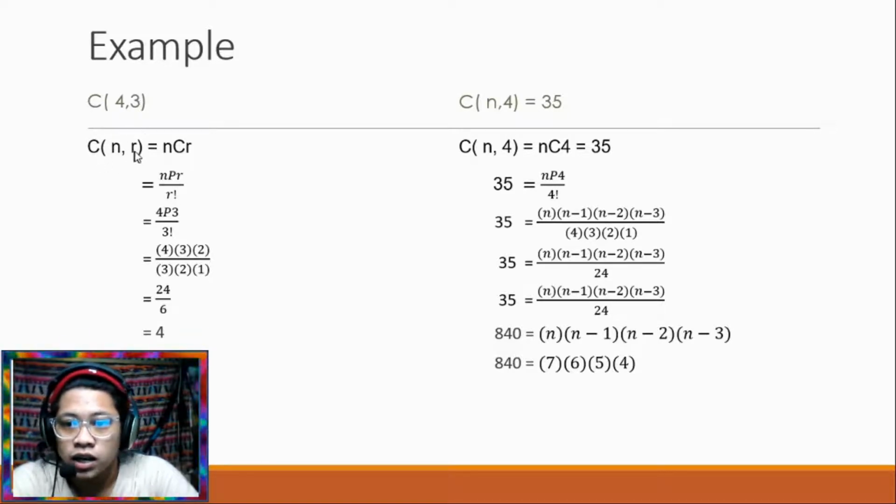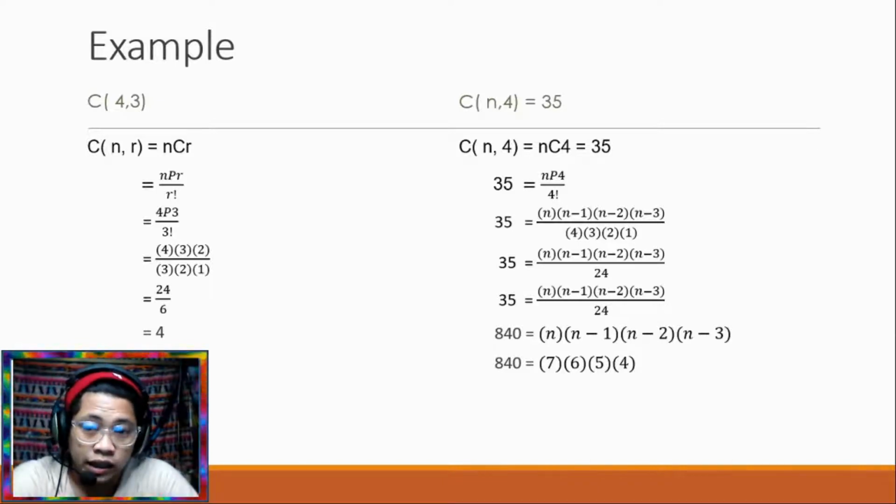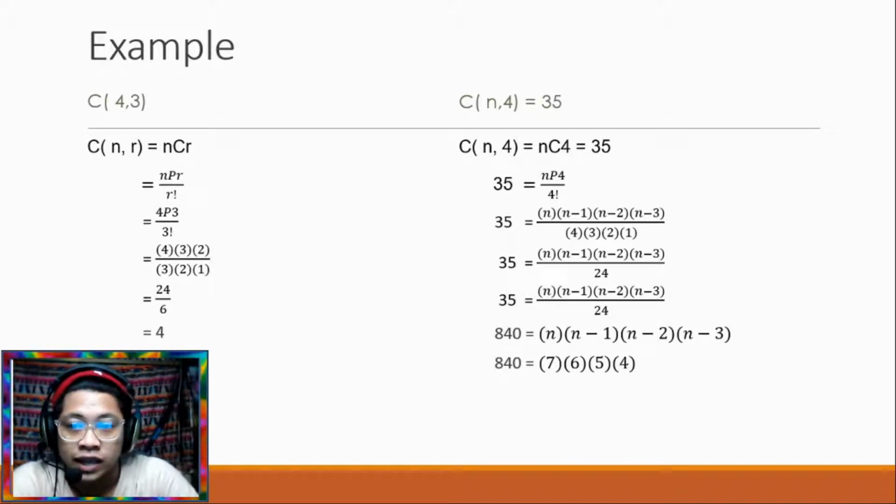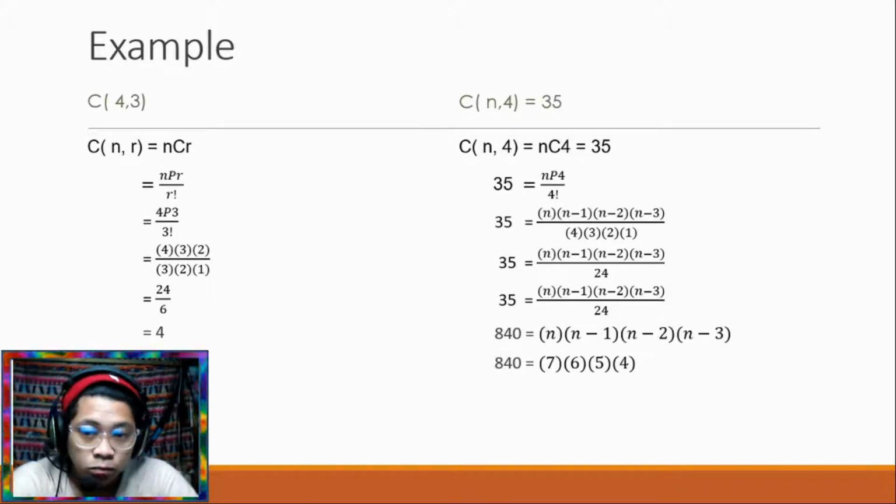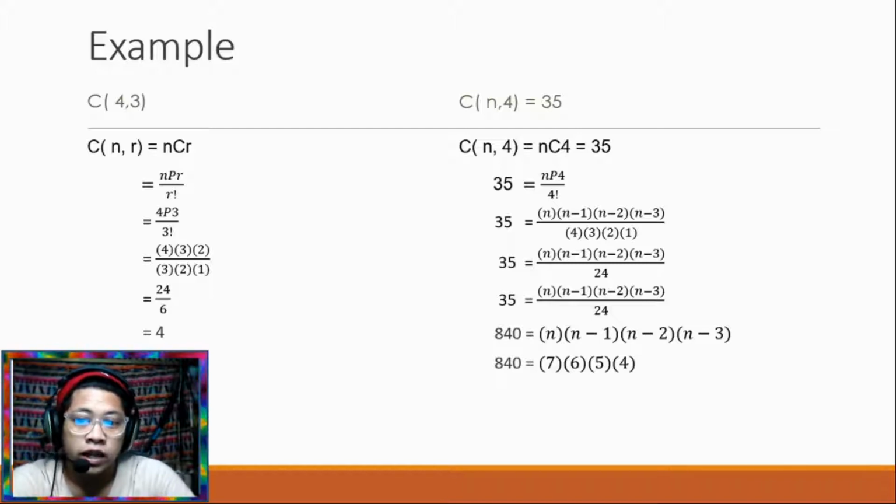The nCr can be written as the combination of n taken r at a time. To compute the combination, pwede tayong gumamit ng permutation. So ang formula ng ating permutation is nPr, or the permutation of n taken r at a time. Now, para ma-solve natin si combination, yung permutation na yun ay i-divide natin sa r factorial.